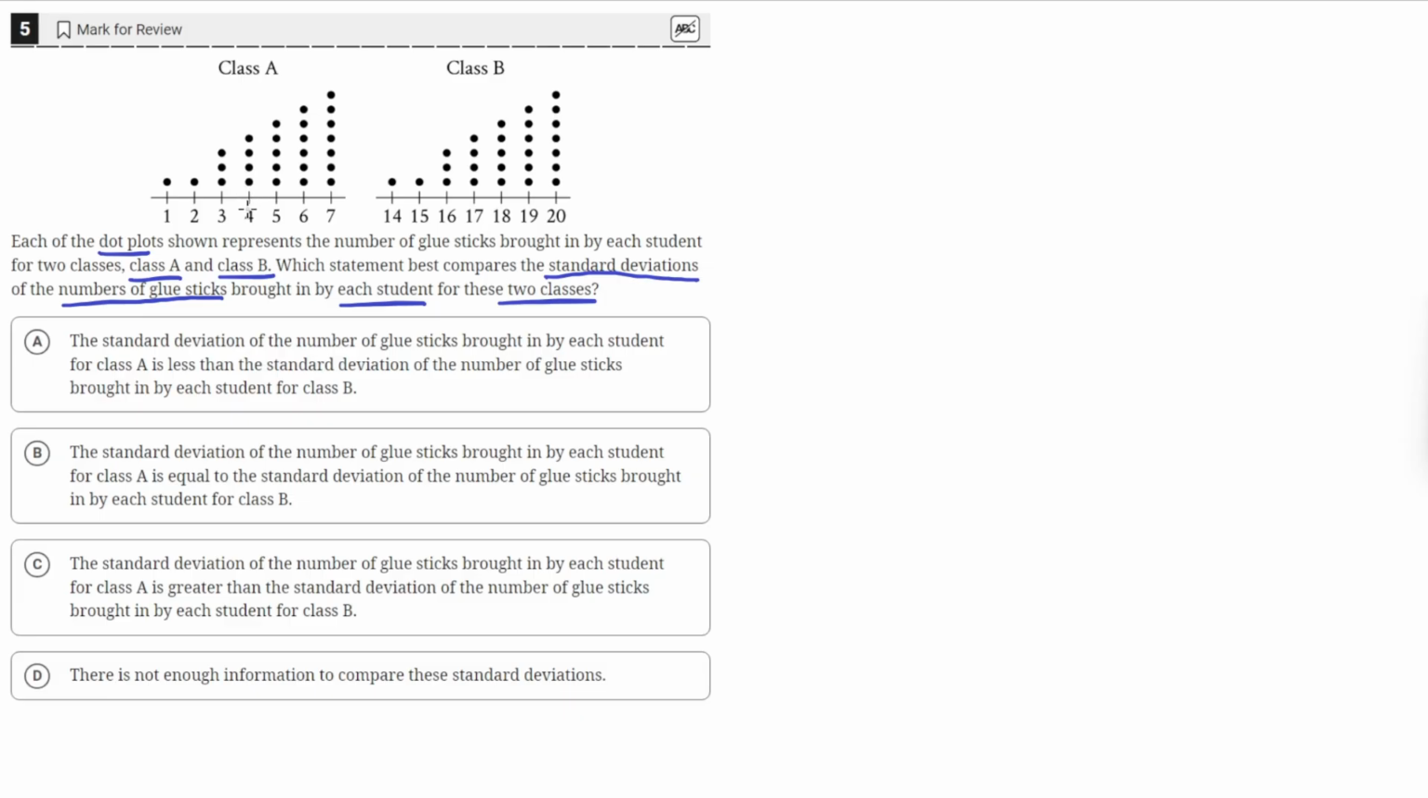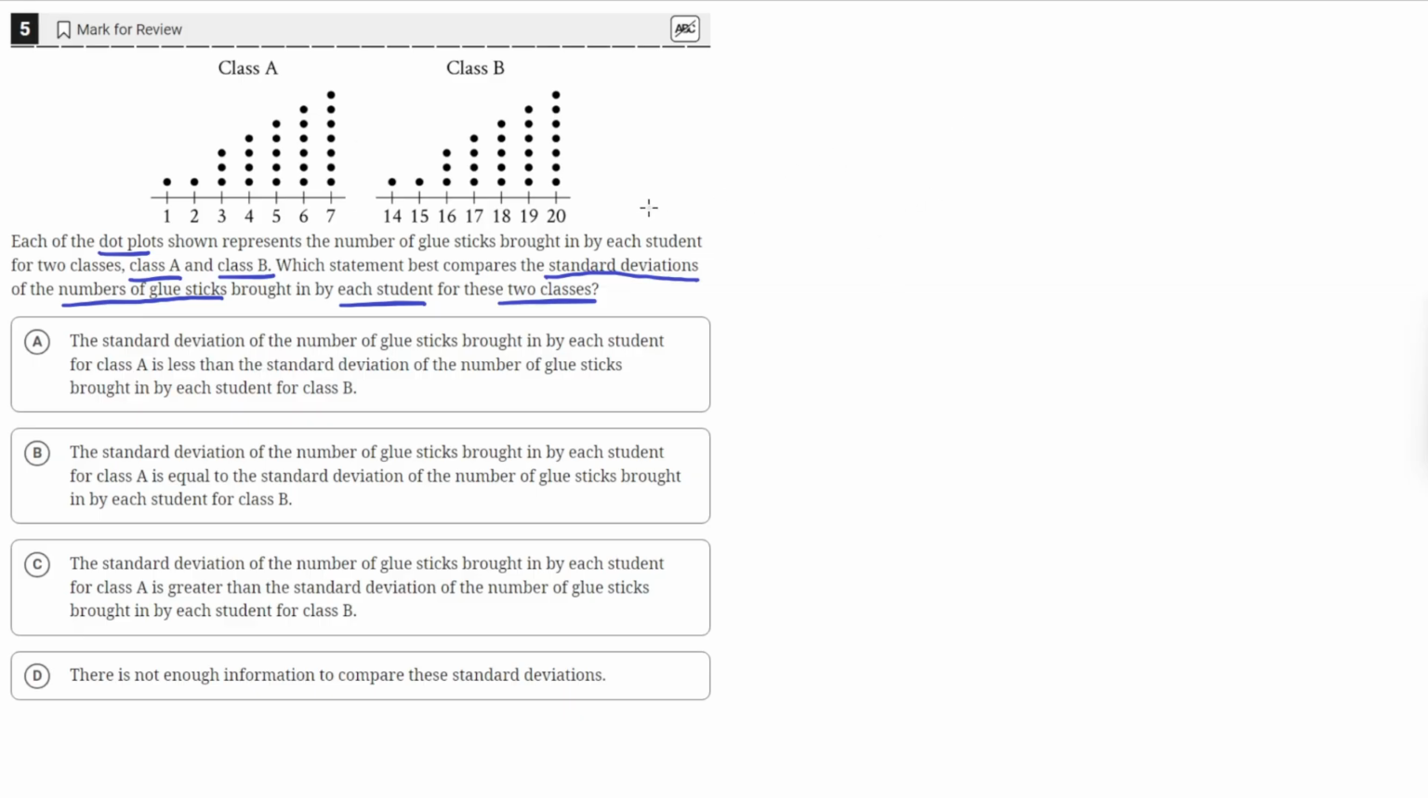each student, or how each of the numbers here represents how much an individual student brought. So like this dot here represents that a student brought in 3 glue sticks, and since there are 3 dots above the 3, that means 3 students brought in 3 glue sticks each. And we're asked to compare the standard deviation of the two plots.